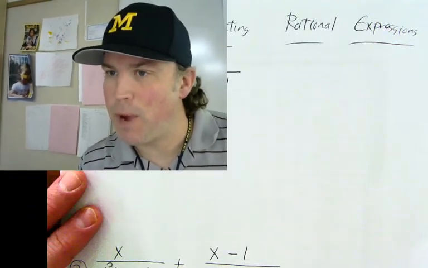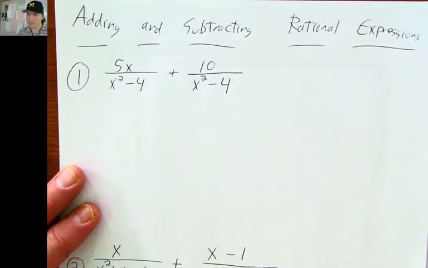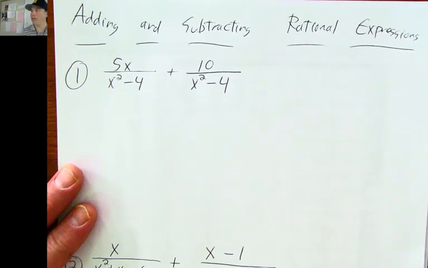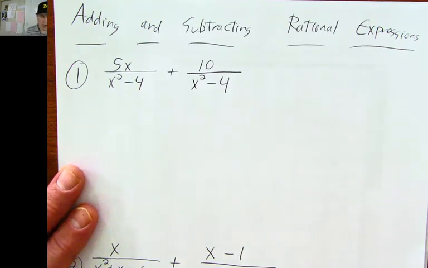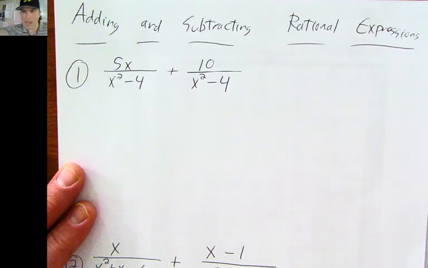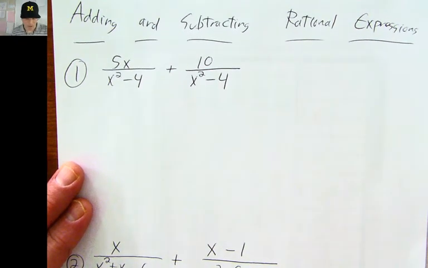Today we are adding and subtracting rational expressions. We first did some simplifying and then we did some multiplying and dividing. So now we're going to add and subtract. Now the one thing you've got to remember from your days of adding fractions in elementary school is that you had to have a common denominator.